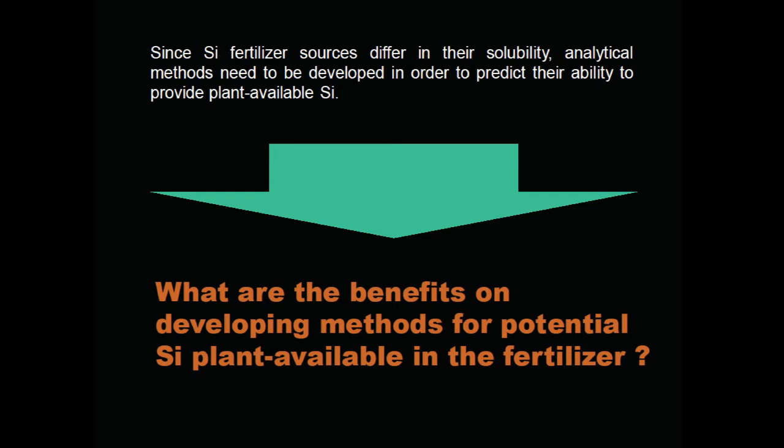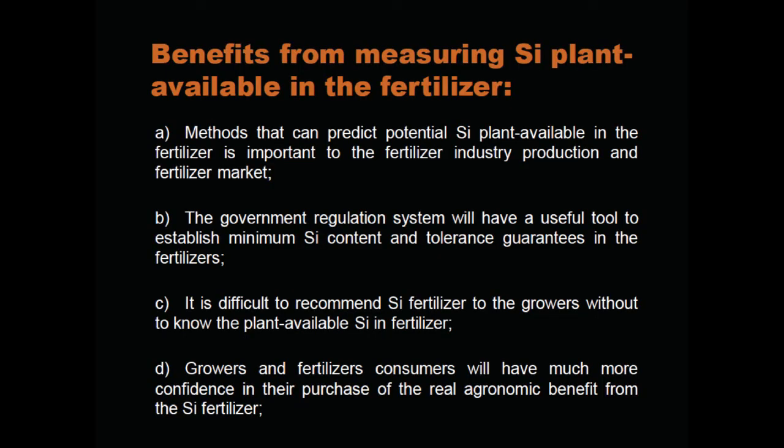What are the benefits of developing methods for potential plant available silicon in the fertilizer? Well, first, methods that can predict potential plant available silicon in the fertilizer are important to fertilizer industry production and the fertilizer market. The government regulation system will have a useful tool to establish minimum silicon content and tolerance guarantees in the fertilizers. It is difficult to recommend silicon fertilizer to growers without knowing the plant available silicon in the fertilizer. And finally, growers and fertilizer consumers will have much more confidence in their purchase of the real agronomic benefits from the silicon fertilizer.